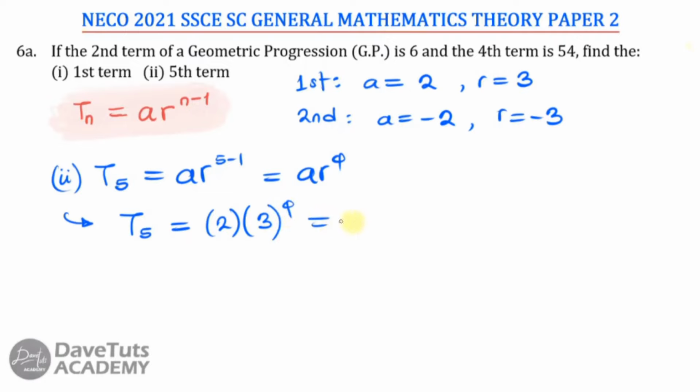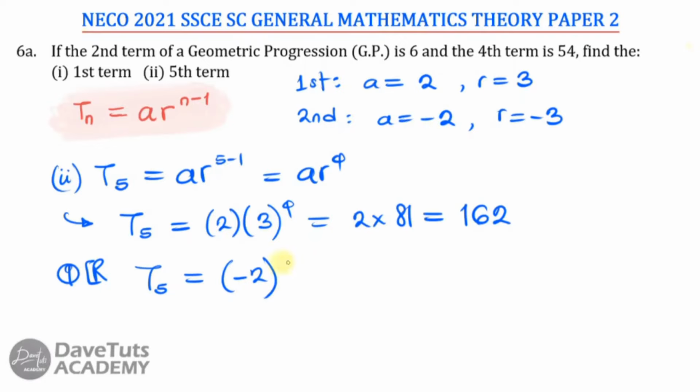So this will be 2 times 81, and that will be 162. Or that's not the only case, we can say our T5 is also A in the second case, with this second option, minus 2 multiplied by minus 3 raised to power 4. Since this is an even number, the powers of minus 3 will still be positive, but we now have minus 2 as the coefficient multiplied by 81. So this will be minus 162.